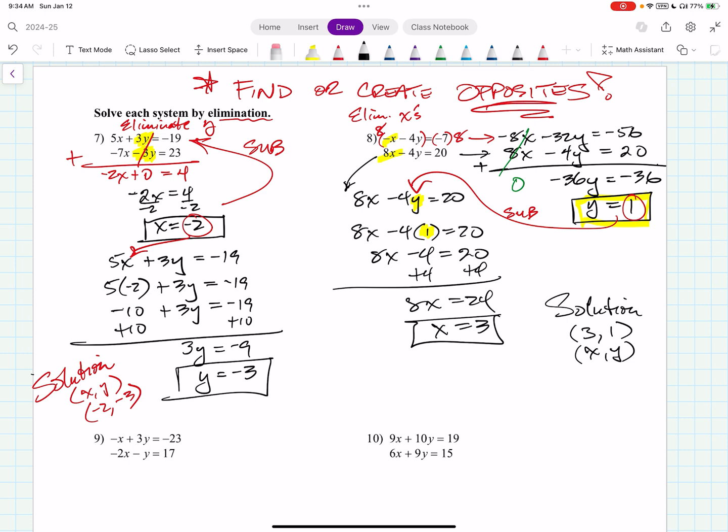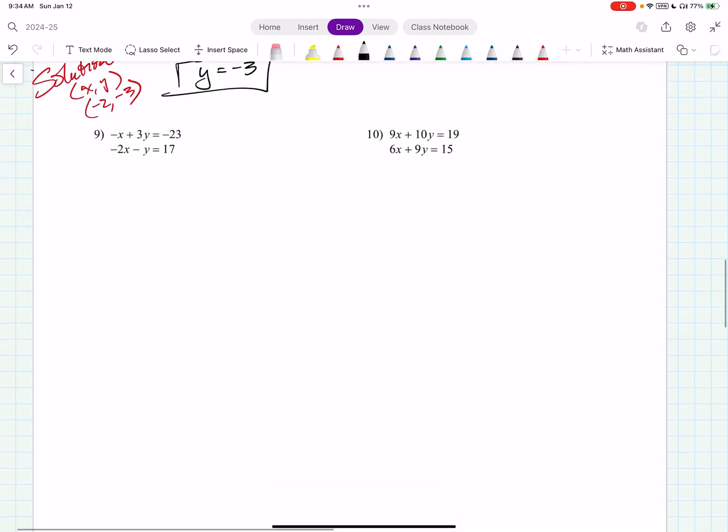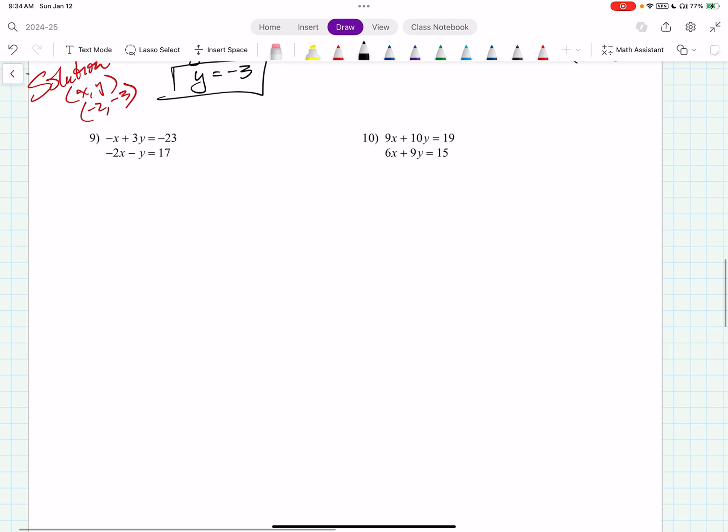So let's take a look at number 10, okay? And then you can get creative on number 9 on your own, but number 10, let's go for it here. So here, looking at the variables, we can eliminate the x's or the y's, and let's suppose that we want to eliminate the x's. Let's just pick one, okay? Sometimes one is easier than the other, but if you don't know, just make a decision. Here, let's eliminate the x's as our choice.